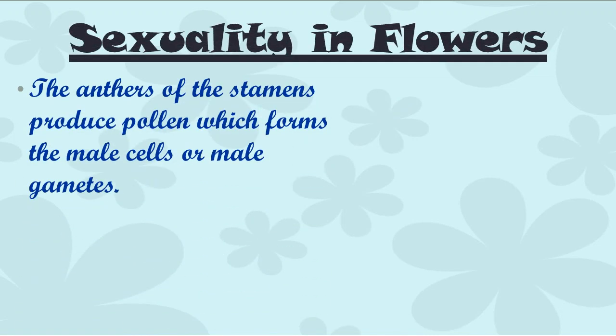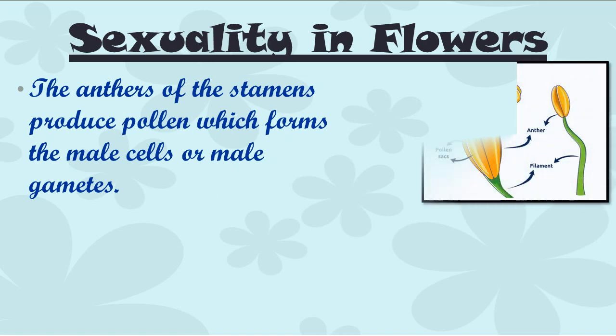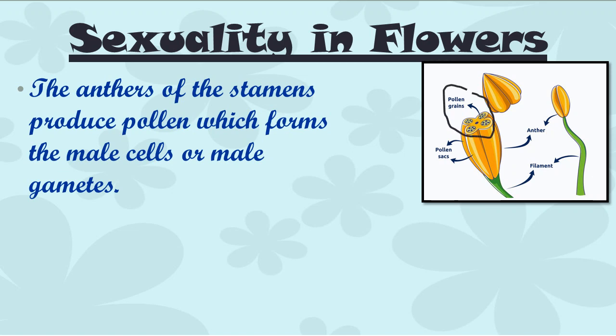Okay, so students, the anthers of the stamen produce the pollen, which forms the male cells or male gametes. In the previous video we have seen that the male reproductive part is a stamen, and the stamen contains two parts, that is anther and filament. The anther produces the pollen grains, and these pollen grains help in the process of pollination. These pollen grains are nothing but the male cells or male gametes in a flower. Here you can observe the structure of a stamen, in which you can see the bilobed or two-lobed anther and a long filament. Inside the pollen sacs, the pollen grains are present, which are the male cells or male gametes. So these are the pollen grains.